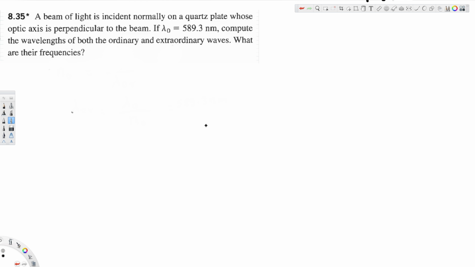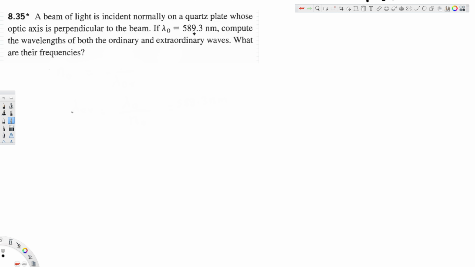Hey guys, let's look at this problem right here. This question is asking: a beam of light is incident normally on a quartz plate whose optic axis is perpendicular to the beam. If lambda naught is equal to 589.3 nanometers, compute the wavelengths of both ordinary and extraordinary waves. What are their frequencies? Here we are going to find the wavelength and the frequency of the ordinary and extraordinary waves. Here we have lambda naught available, that is the wavelength in vacuum.